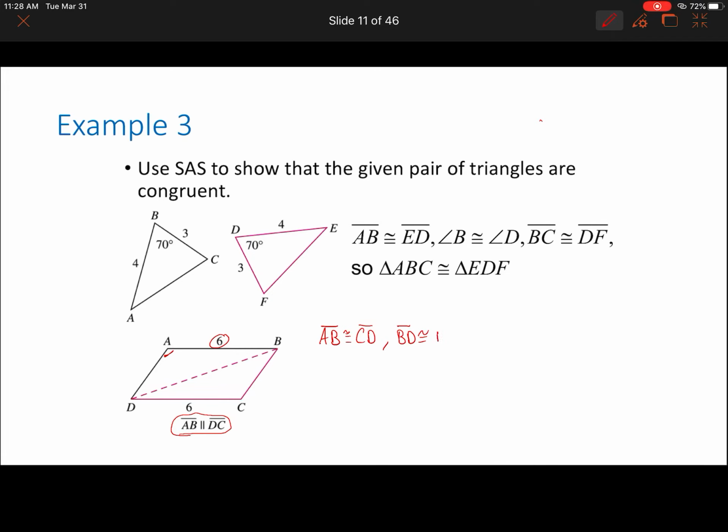We also know that this segment, this diagonal from B to D, this dotted line that you see on the screen, we also know that that is congruent in both triangles. And so we could say that segment BD is congruent to segment DB. Now, why did I switch the letters up?